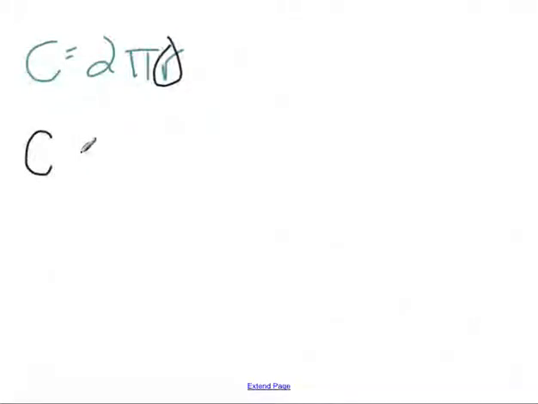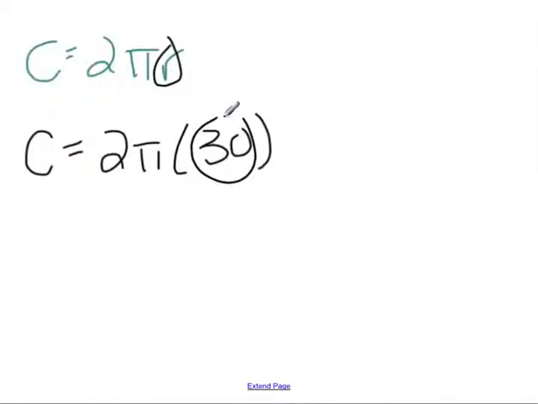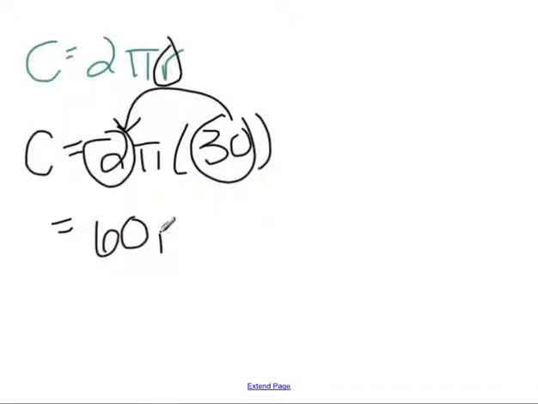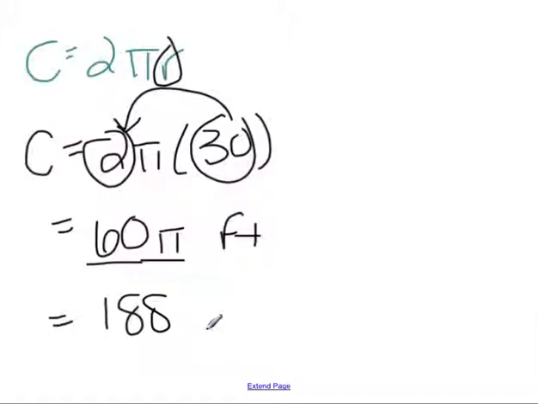So now I'm going to plug that in. I'm going to plug in 30 for r. So I'm going to start by finding my exact answer. So I can take 30 times 2, and I get 60, and that's pi. So it's 60 pi feet for my exact answer. Now let's get an estimate. So you're going to take 60 times pi in your calculator, and you get 188.50 feet. So that's how many feet there are for the circumference of that crop circle.